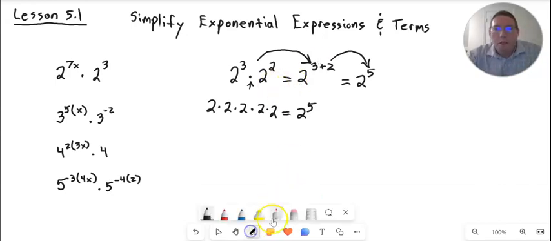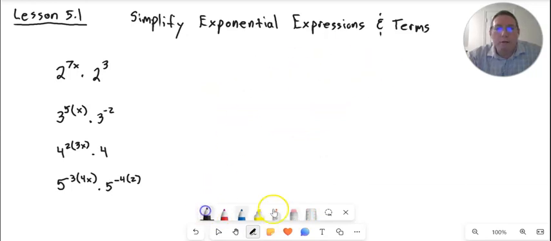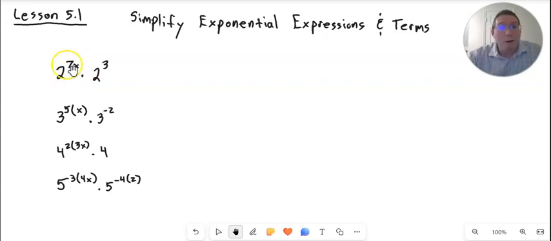All right, so with that understanding, we can now look at stranger looking exponents like what you see over here, okay? So we have 2 to the 7x power. So the exponent is actually an algebraic term, okay? And then this is times 2 to the 3rd power. Well, we know that since they have the same base, we can add the exponents. So we can add 7x plus 3. Okay, so this is going to be the same thing as 2 to the power of 7x plus 3. And we're done. We're not going to do anything else.